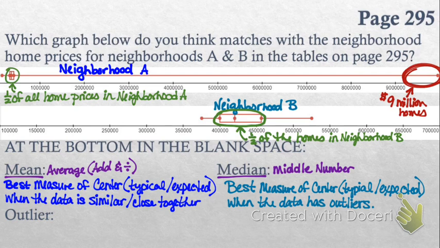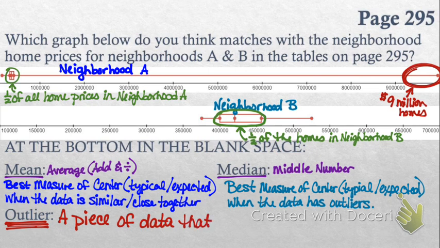So if I want to know what's typical or what's expected, and the neighborhood has homes that are all pretty much the same, I'd want to use the mean. If I'm looking at situations where some of the data doesn't seem to fit with the rest of it, then I would want to use the median for what is typical or expected. An outlier is a piece of data that is much larger or much smaller than the rest of the data.